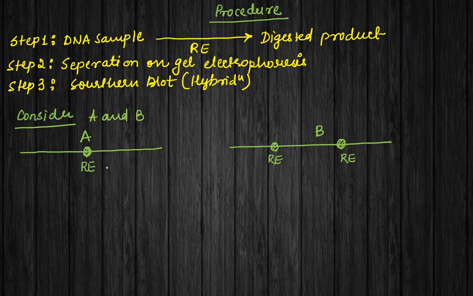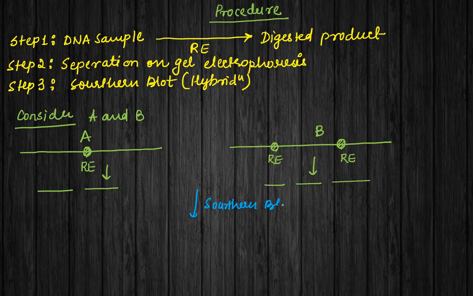So what are we going to get after digestion? We are going to get two segments, right? Similarly here we are going to get a total of three segments. Fine. After this, what we have to do is perform a technique which is known as Southern blotting.